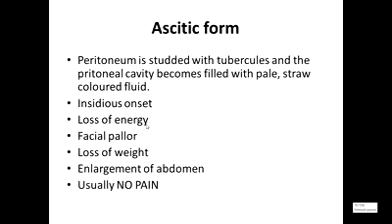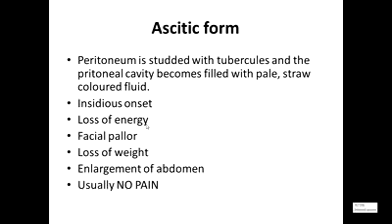Ascitic form. This is the most common form of tuberculous peritonitis, and the peritoneum is studded with tubercles, and the peritoneal cavity becomes filled with pale straw-colored fluid. Usually insidious onset, loss of energy, facial pallor, loss of weight, abdominal distension. Usually there is no pain.